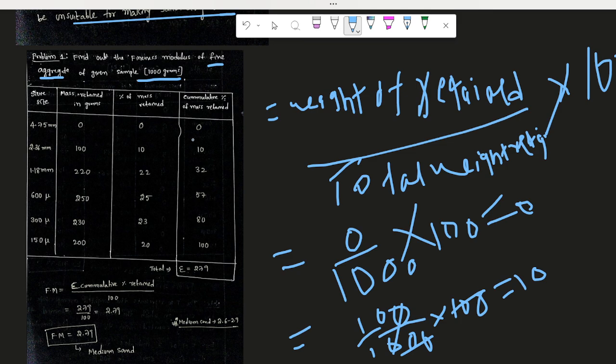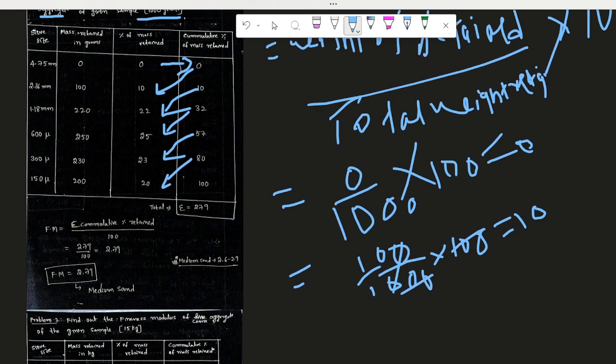Cumulative percentage of mass retained. Writing here similarly: 0 plus 10 is 10, 10 plus 12 is 22, 22 plus 10 is 32, 32 plus 25 is 57, 57 plus 23 is 80, 80 plus 20 is 100. The total of the cumulative percentages equals 279. The formula is the fineness modulus equals the sum of cumulative percentage retained divided by 100. 279 by 100 equals 2.79. The fineness modulus of this sand is 2.79, which is in the medium sand range.